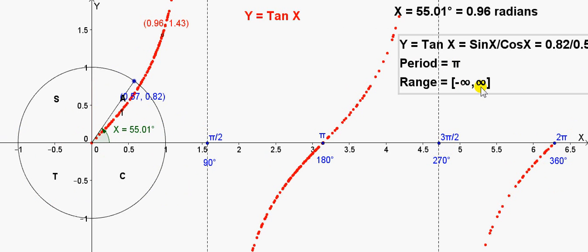Now the range is from minus infinity to plus infinity. The tan function approaches minus infinity as x approaches pi over 2 from above, or from the right. And tan of x approaches positive infinity as x approaches pi over 2 from below, or from the left.